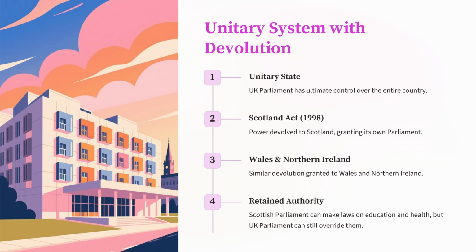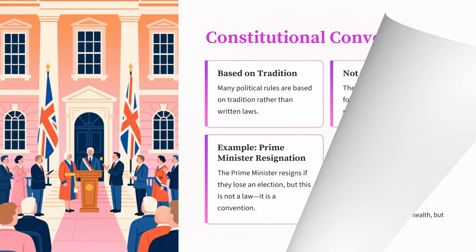Unitary system with devolution. Unitary state. UK Parliament has ultimate control over the entire country. Scotland Act 1998. Power devolved to Scotland, granting its own parliament. Wales and Northern Ireland. Similar devolution granted to Wales and Northern Ireland. Retained authority. Scottish Parliament can make laws on education and health, but UK Parliament can still override them.